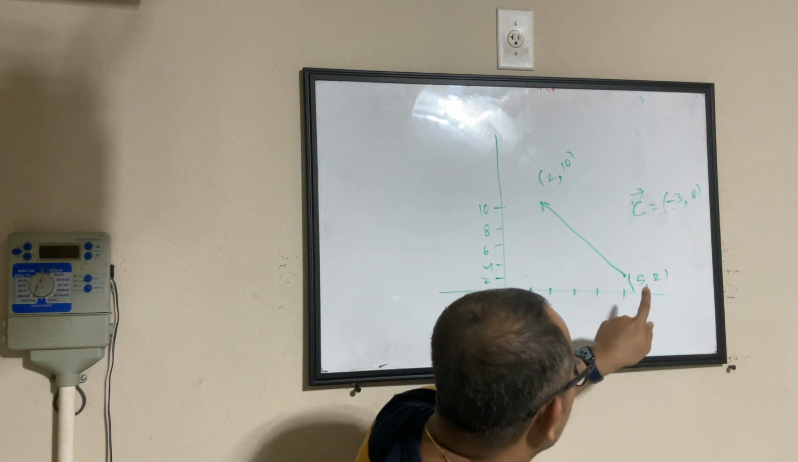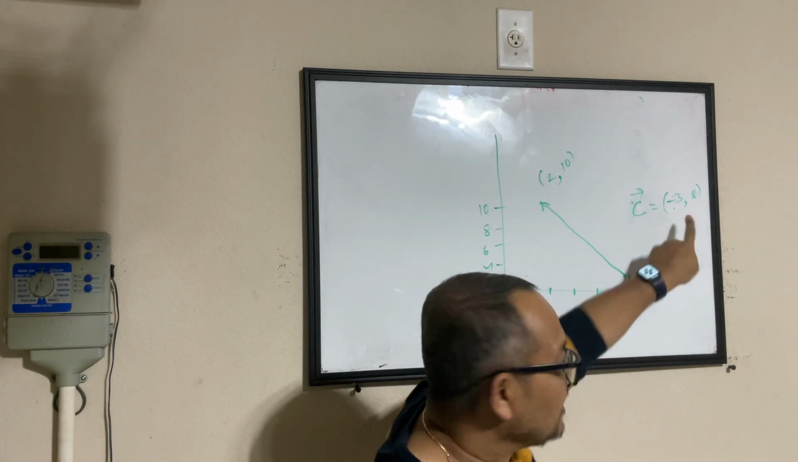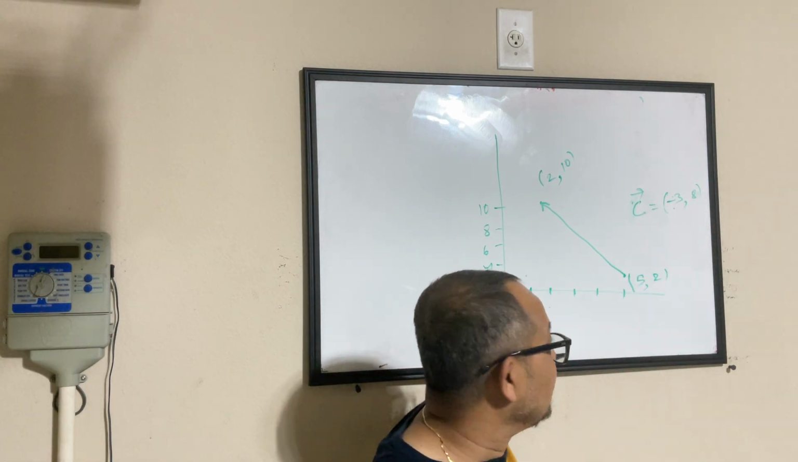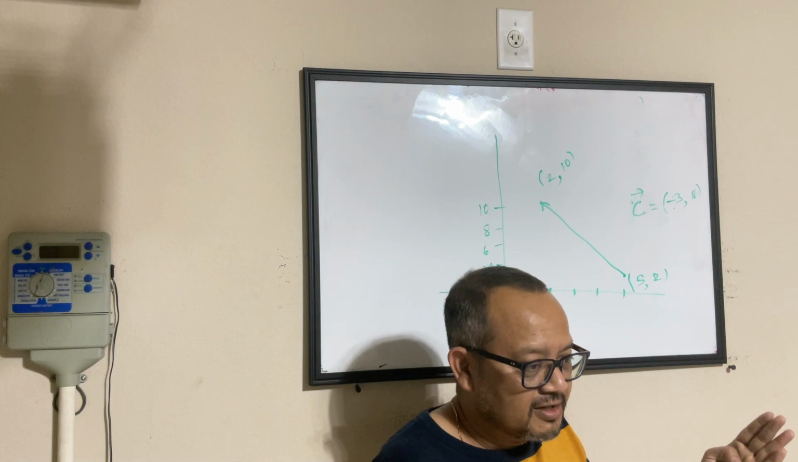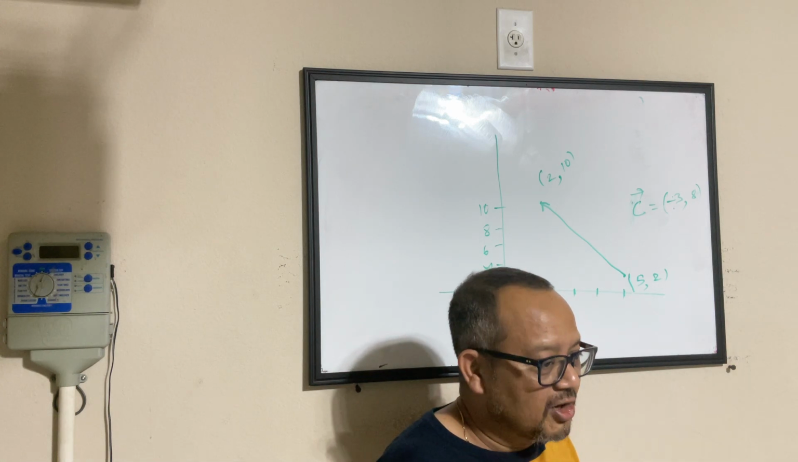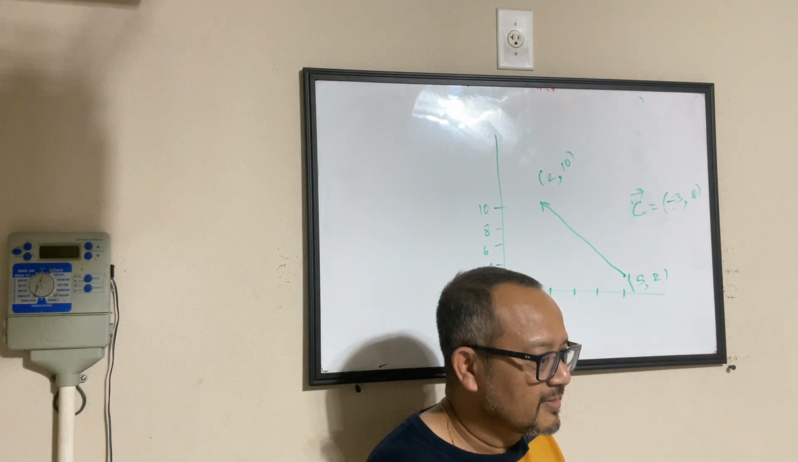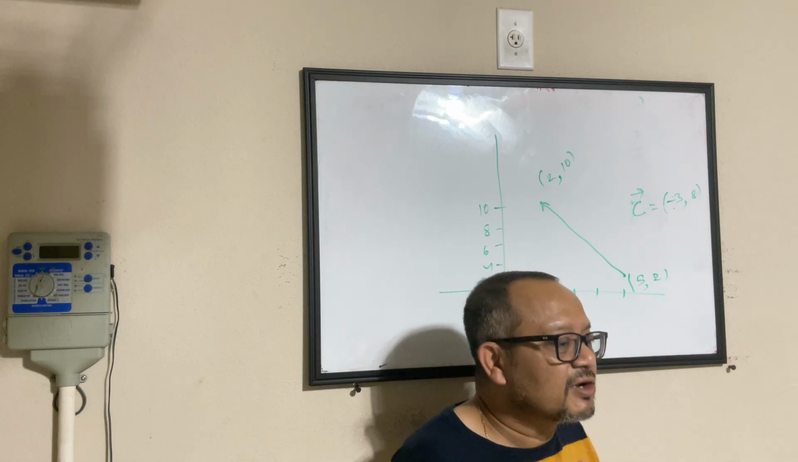X component, terminal minus origin, 2 minus 5, minus 3. So just by looking at the x and y components of a vector, you would be able to visualize how your vector is looking, or how you can plot it. Is that making sense? This is the simplest of the math, but it has more to do with the visualization part of it.